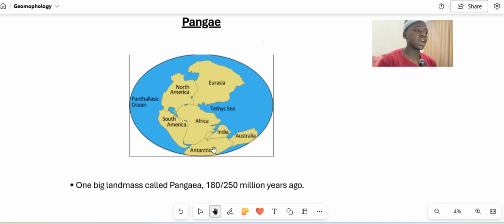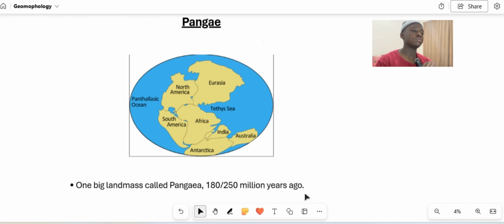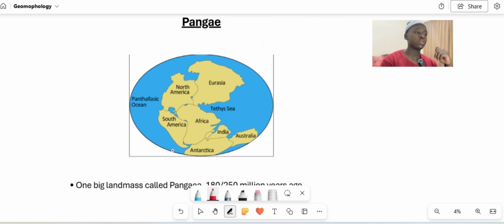It was Pangaea, one large landmass. It existed about 180 to 250 million years ago. So it is an old theory.